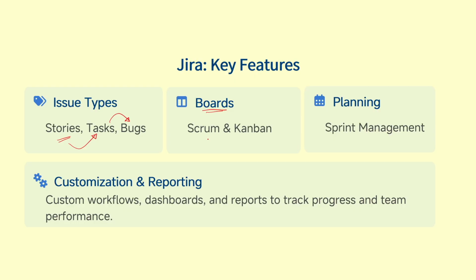And there are some Scrum boards also. Scrum is a meeting, a procedure wherein a simple functionality is taken for implementation, and they do that in a sprint. Sprint comes under your planning, so sprint management can also be done in Jira. It also provides custom workflows and dashboards with which we can track the progress and find the team's performance. So these are the common uses for Jira.